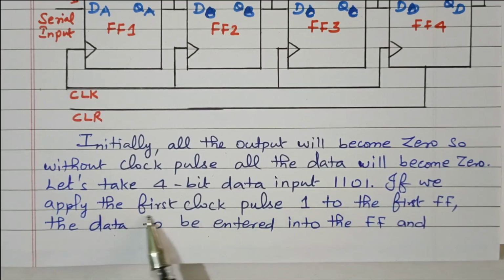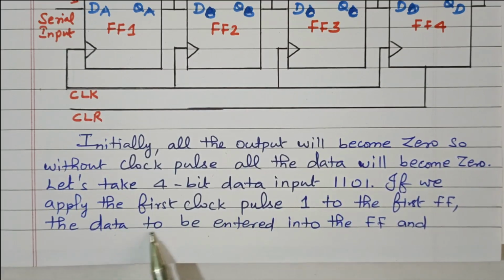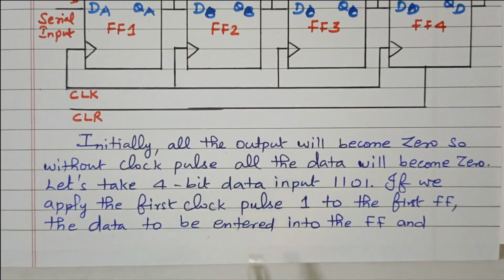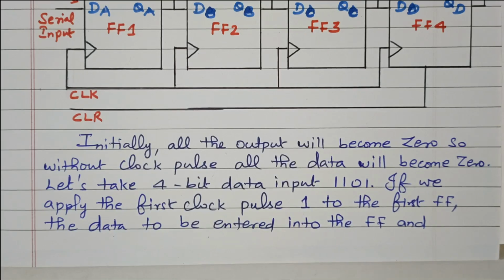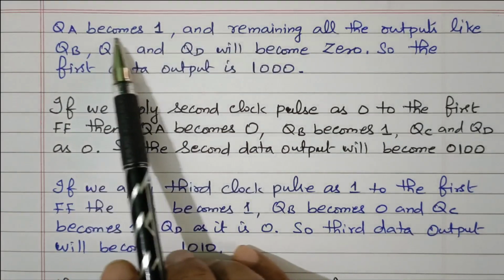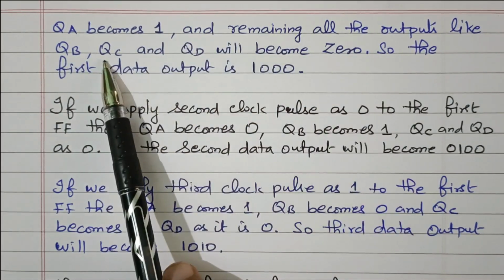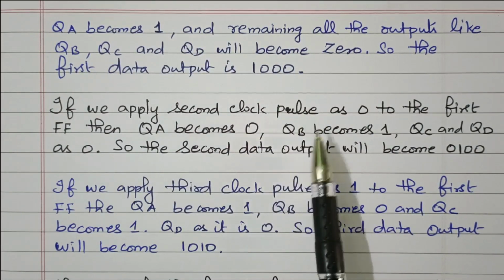If we apply the first clock pulse, 1, to the first flip-flop, the data is entered into the flip-flop. Initially all are 0. The data we need to transfer is 1101, so during the first clock pulse we are sending the data 1, which enters the first flip-flop. So QA becomes 1 and the remaining outputs QB, QC, QD are 0. So we got 1, 0, 0, 0.